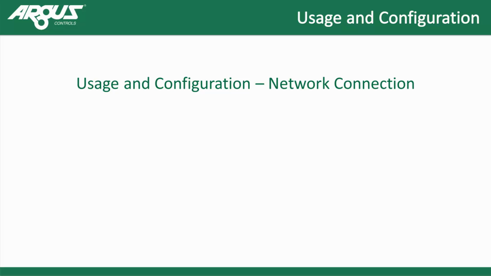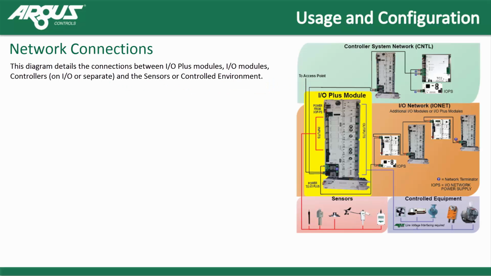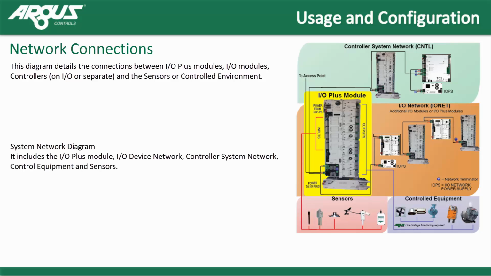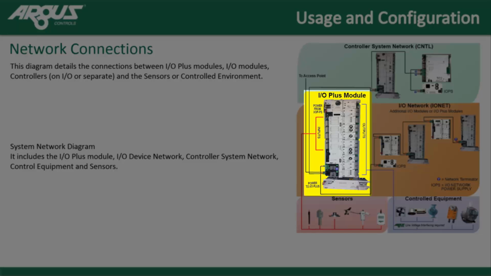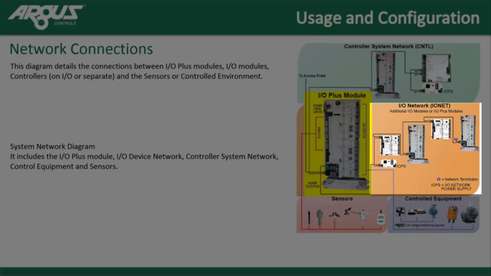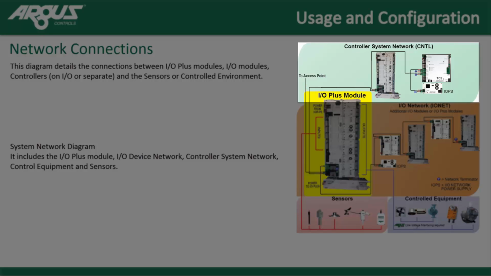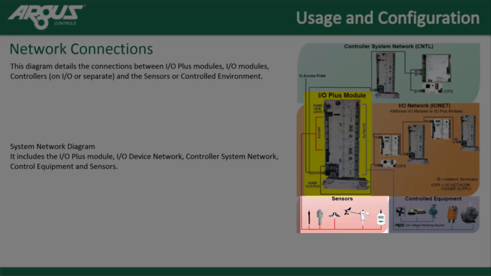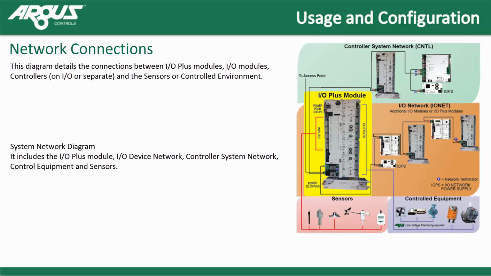Network connection. This diagram details the connections between IO Plus modules, IO modules, controllers, on IO or separate, and the sensors or controlled equipment. Here you can see the system network diagram. It includes the IO Plus module, IO device network, controller system network, any control equipment, and the sensors. It gives you a good overview of what the IO Plus module can control.